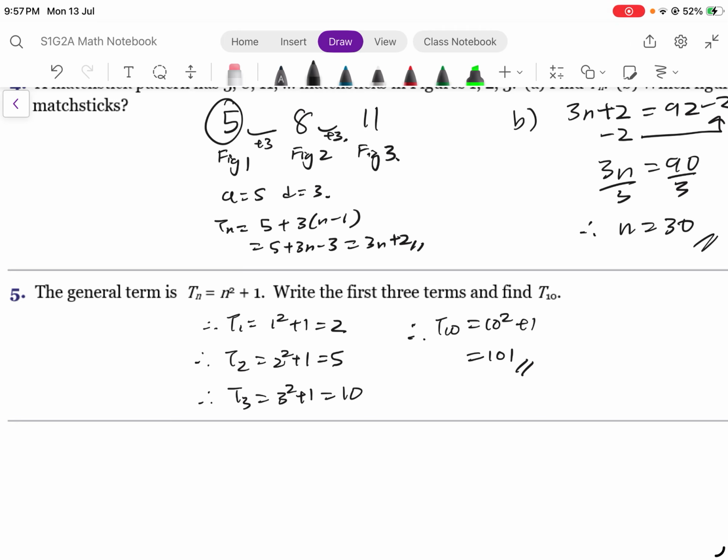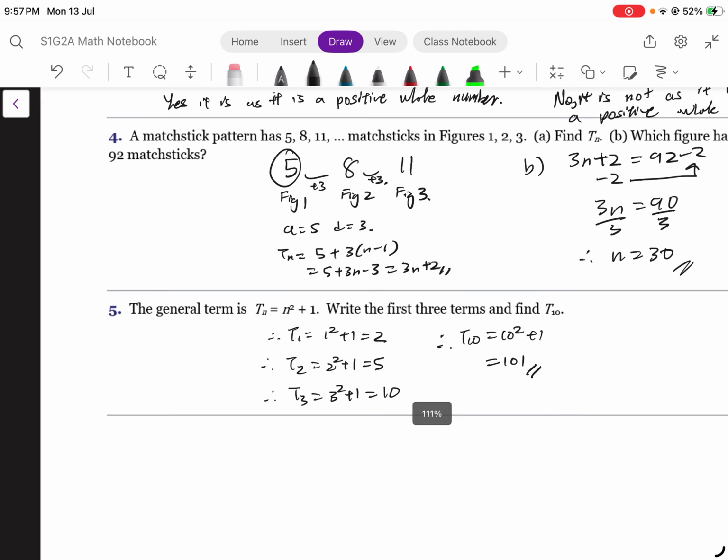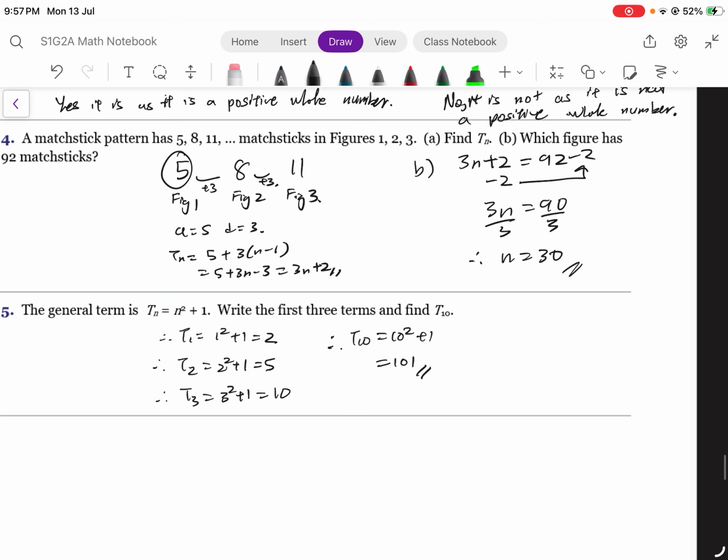Okay. So this concludes this topic. Go and try the topic on the app, and then complete the supplementary worksheet. Okay, can? Okay.